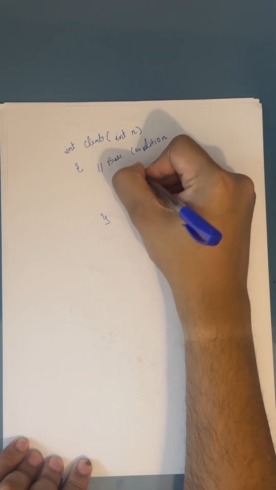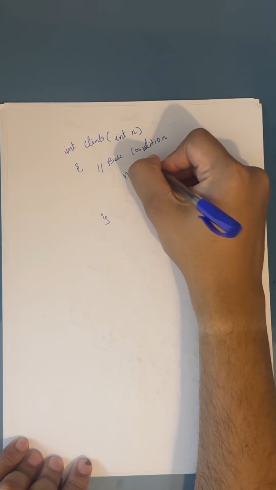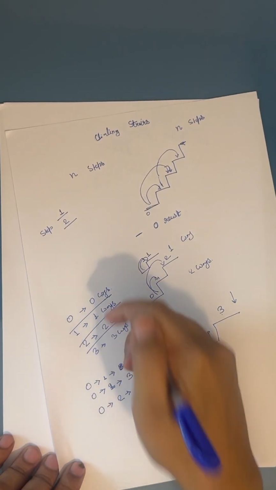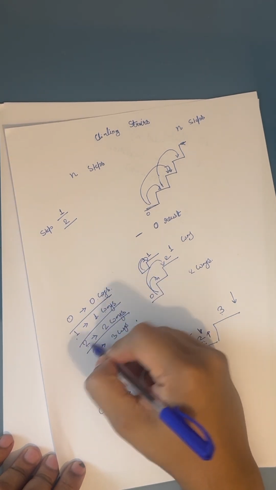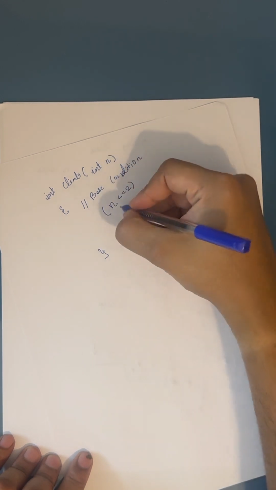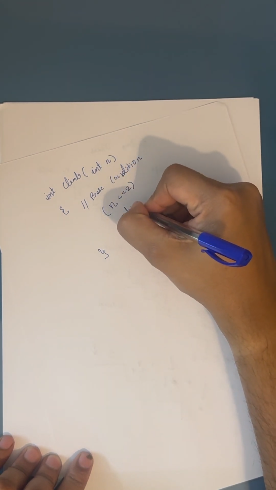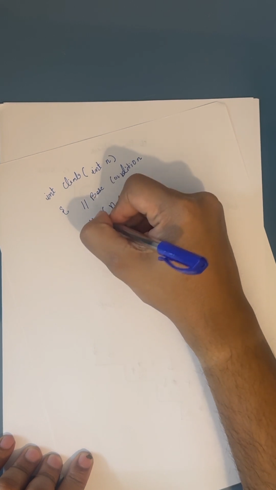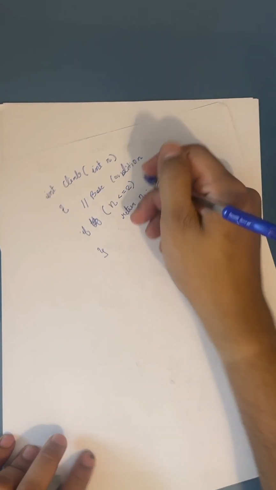So if n is less than or equal to 2, because we have seen here for 0 it's 0, for 1 it's 1, for 2 it's 2. So if n is less than or equal to 2, we need to return n, right?